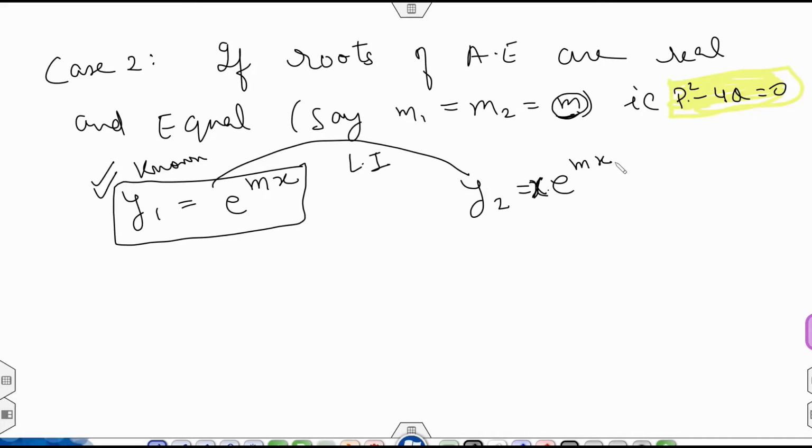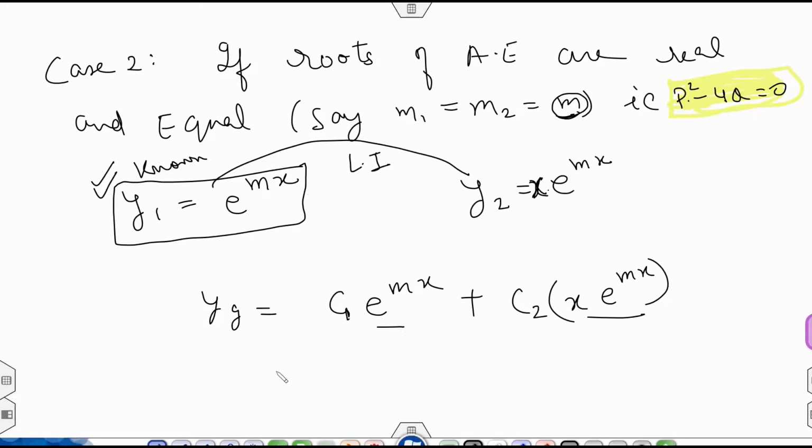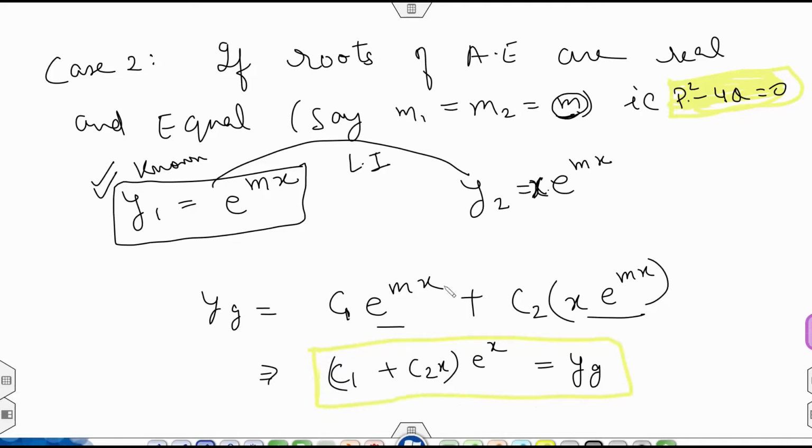It is very easy. You can calculate that this x is the value of v(x), and you have already seen how to calculate v(x), or how to find the other solution if one solution is known. So your yg in this case will be given by c1 e to the power mx plus c2 x into e to the power mx. Remember that these two solutions should be linearly independent. So (c1 plus c2 x) e to the power mx will be our general solution for the case when we solve the auxiliary equation and both the roots are repeating.